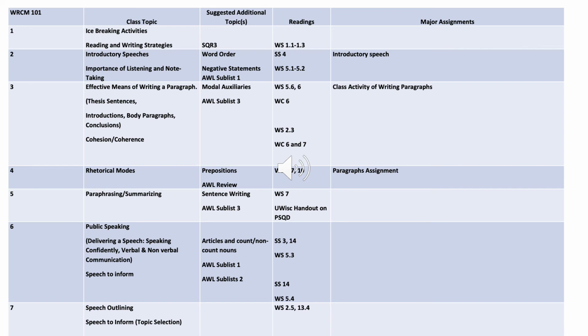The next topic would be public speaking, delivering a speech, speaking confidently, verbal and non-verbal communication, and then how to use a speech to inform. Additional topics could be articles and count, non-count nouns, and then the Academic Word List. And then the next topic is speech outlining, how to write the outline of a speech, and again selecting a topic for the speech.